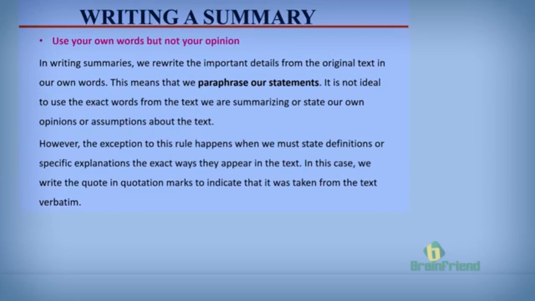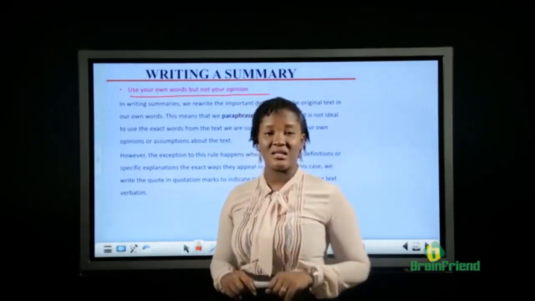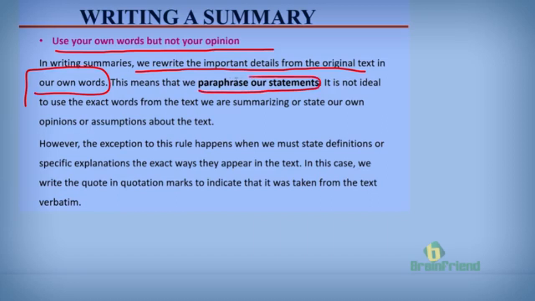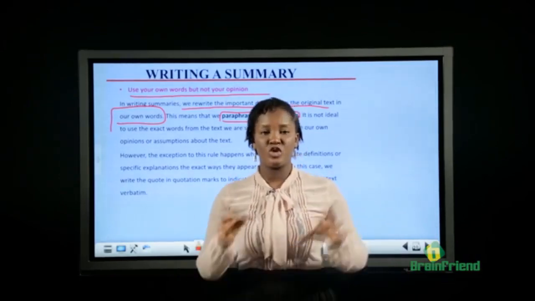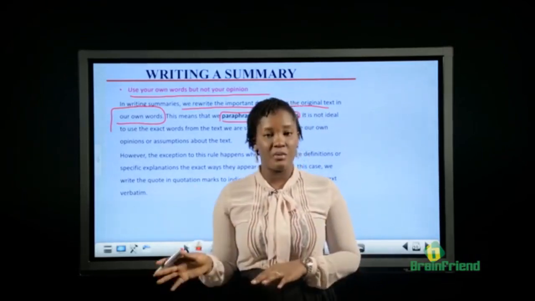Also, use your own words but not your own opinion. This is very, very important in writing summaries. In summary writing, we rewrite the important details from the original text in our own words. This means that we paraphrase our statements. Now, what this means is that we do not use the exact words found in the original text all the way. You do not quote everything in the original text the way they appear there in your summary.